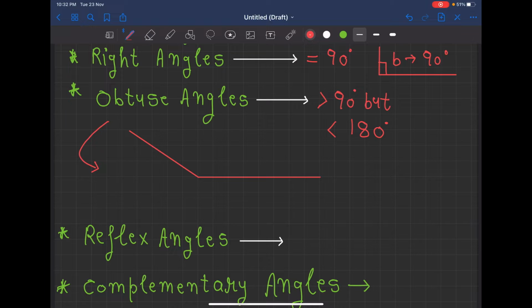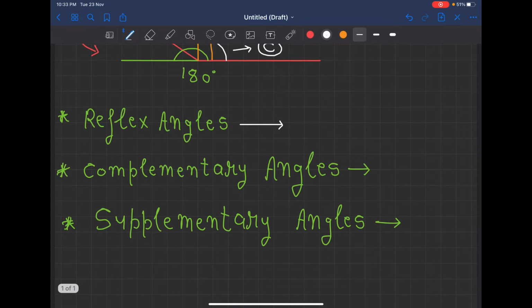Okay, so if we just draw with some dotted lines, or let's say complete lines, this whole angle is 180 degrees, right? Let's say this angle is 90 degrees, it's a right angle. And if we have a look at this angle, let's say it's angle C. As you can clearly see, angle C is greater than 90 degrees but less than 180 degrees. Such angles are known as obtuse angles.